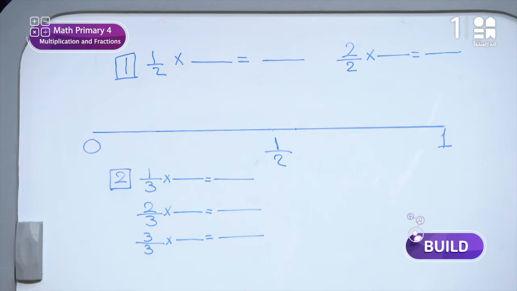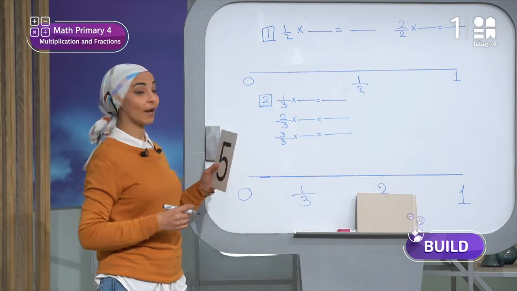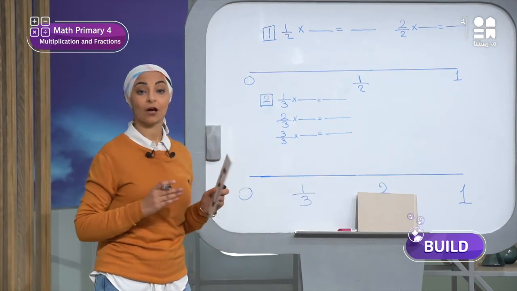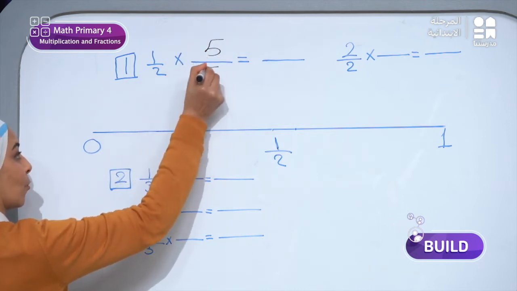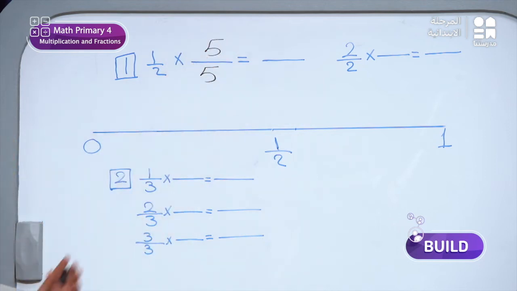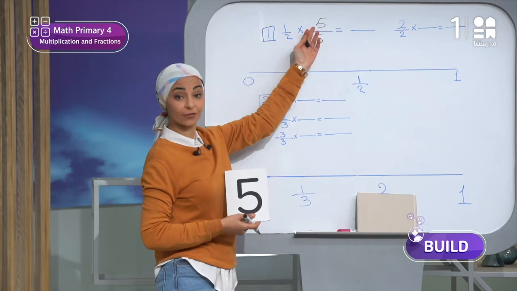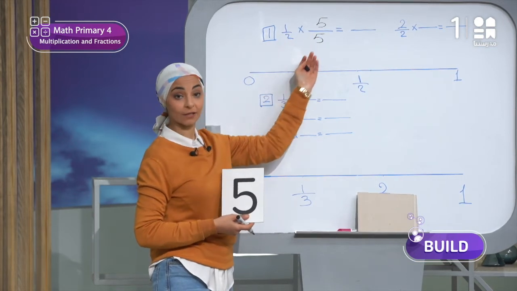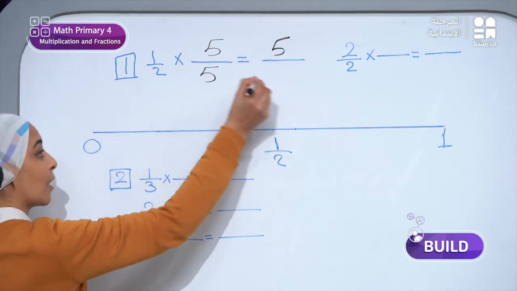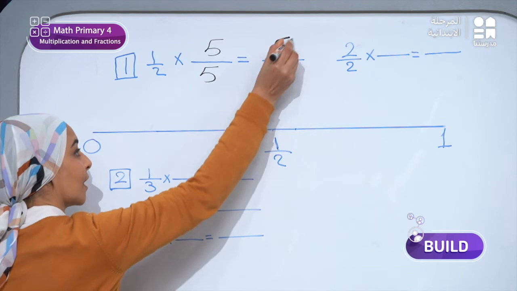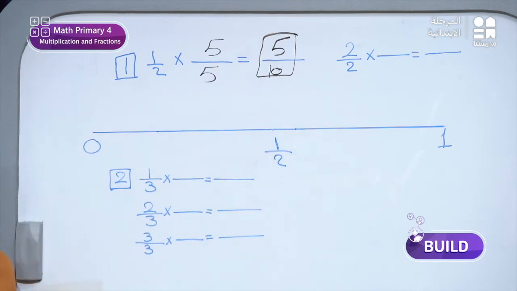تعالوا كده نبتدي مع بعض. So, yes, I start with 5 over 5. يبقى أول حاجة هعملها إيه؟ half times 5 over 5, right? So I will write here 5 over 5. And then let's multiply these two fractions together. So what should I do? Yes, I will multiply the numerator first and then the denominator. So 1 times 5 gives me 5 and 2 times 5 gives me 10. So the first fraction is 5 over 10, right?